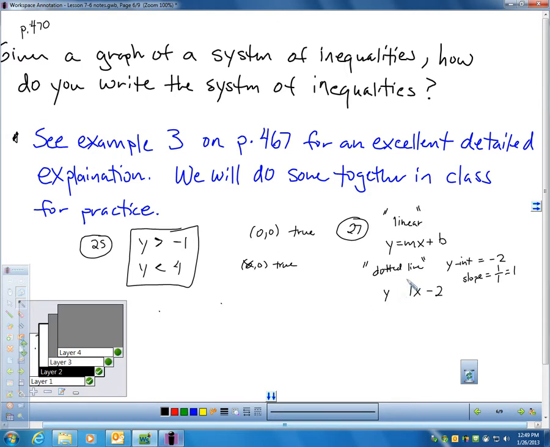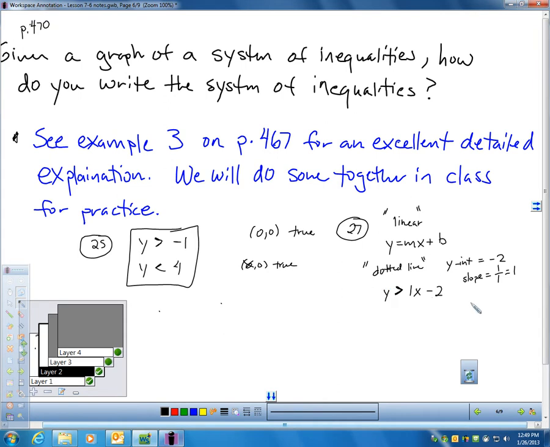It's a dotted line. You notice how the 0, 0 side of that dotted line got shaded. That means if I plug 0 in here and 0 in here, I've got to get a true statement. So let's see what would give me a true statement. 0 here is -2. Is 0 greater than -2 true, or is 0 less than -2 true? I think you're probably coming up with, well, 0 greater than -2 is true. So there's the dotted line inequality.